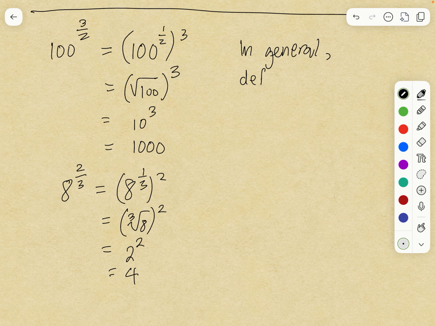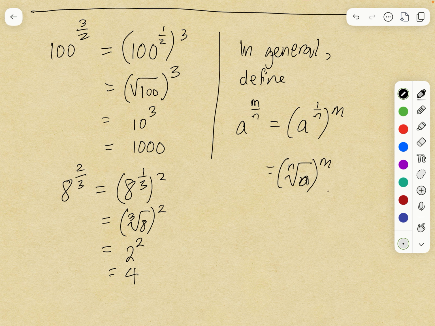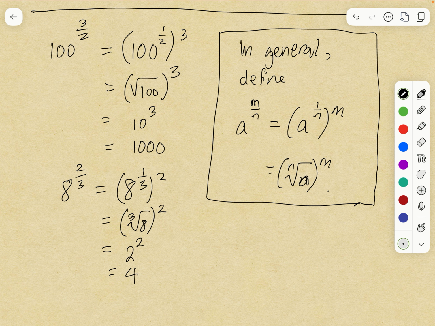And in general, we define a to the m over n to be a to the 1 over n power raised to the m power. So that's the nth root of a raised to the m power. And this allows us to define fractional exponents for positive fractions.